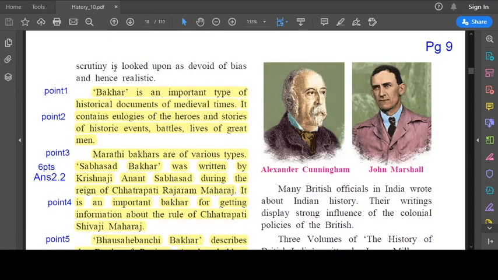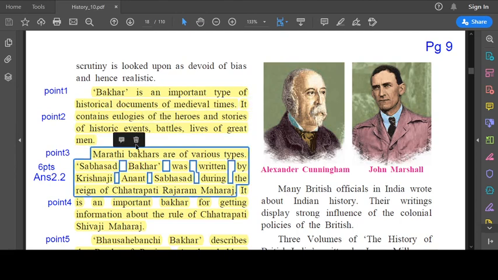Yeah, left hand side. Count the lines from the top. First, second, third line. That's your first point. Bakhar is an important type of historical document of medieval times. Second, it contains eulogies of heroes and stories of historical events, battles, lives of great men.